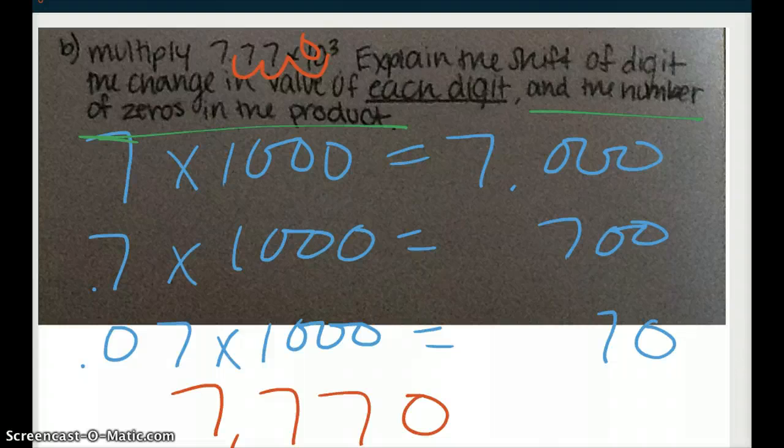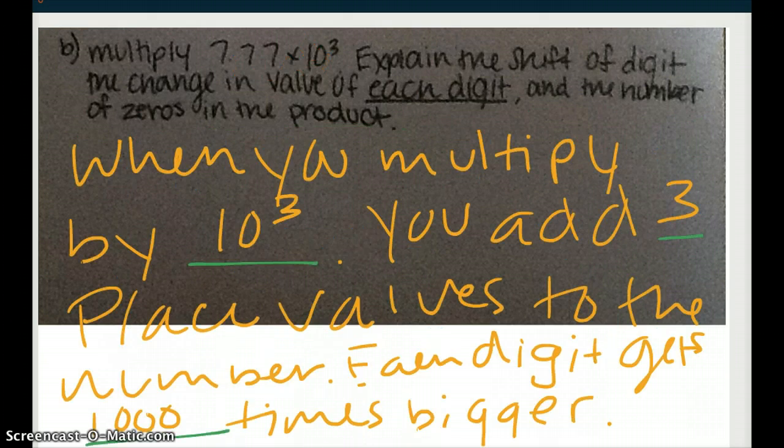So here's our script. When you multiply by 10 to the third, you add 3 place values to the number. Each digit gets 1,000 times bigger. That is what I want you to write. When you multiply by 10 to the third, you add 3 place values to the number, and it gets 1,000 times bigger. That is what I want you to write on your paper. That is what I want you to know to be able to write on the test.